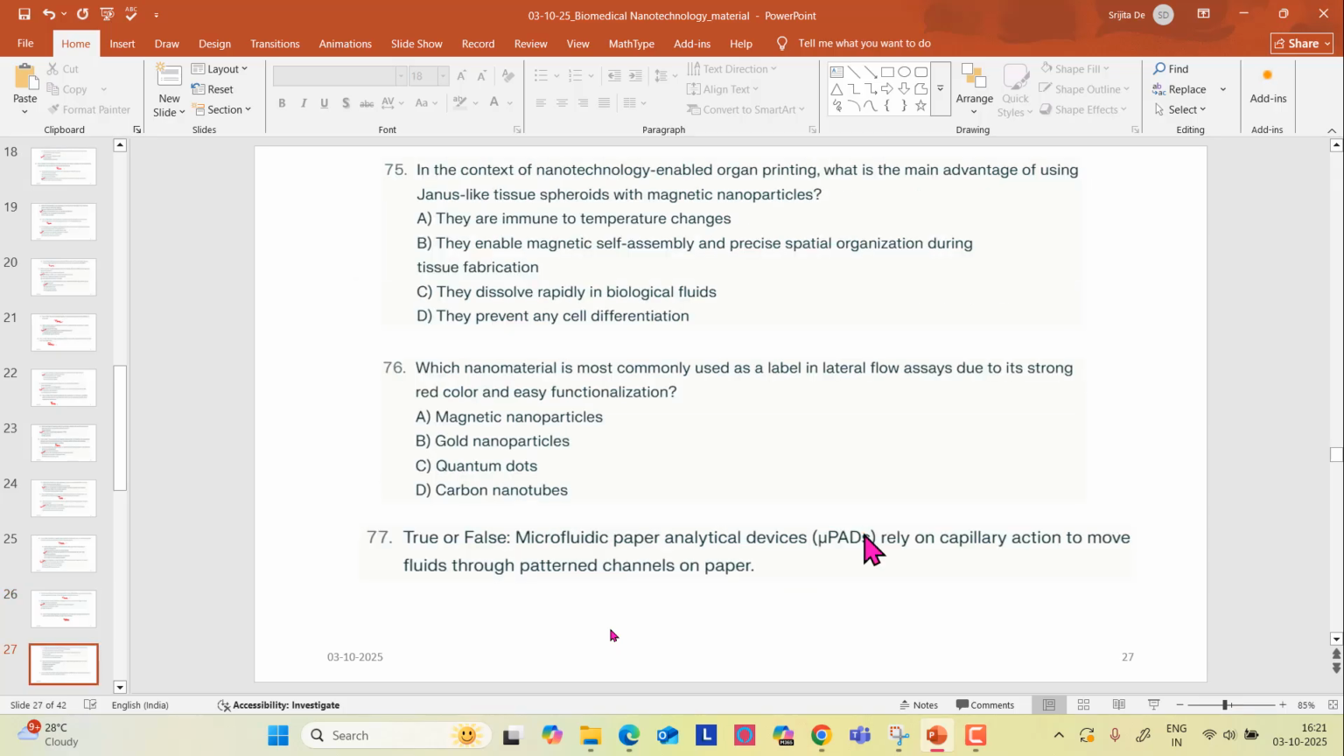In the context of nanotechnology-enabled organ printing, what is the main advantage of using gut-like tissue spheroids with magnetic nanoparticles? They are immune to temperature changes, they enable magnetic self-assembly and precise spatial organization during tissue fabrication, they dissolve rapidly in biological fluids, they prevent any cell differentiation. Option B.